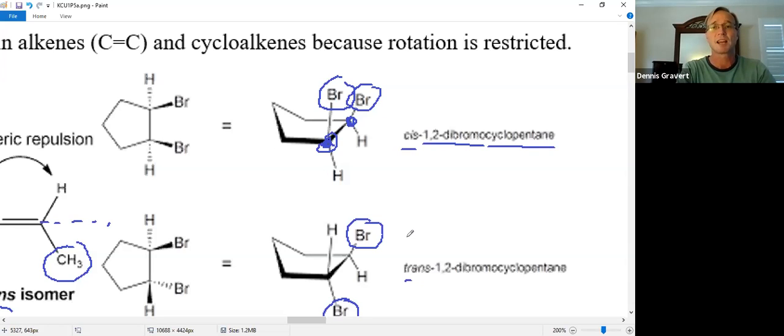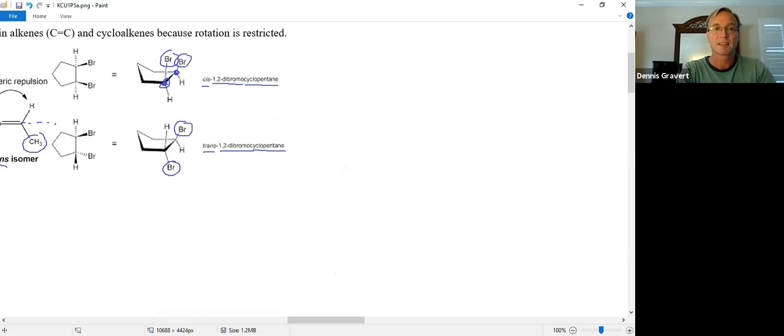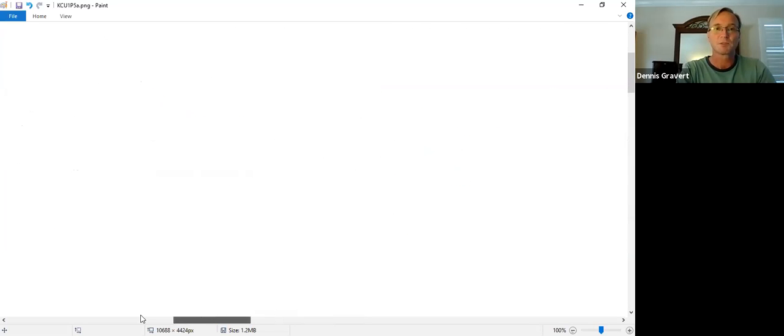If you attach the bromines on opposite sides, the 1,2-dibromocyclopentane stays the same. We're just going to say, hey, the bromines happen to be on opposite sides. Okay, that's something to look out for. It is actually in our naming rules.